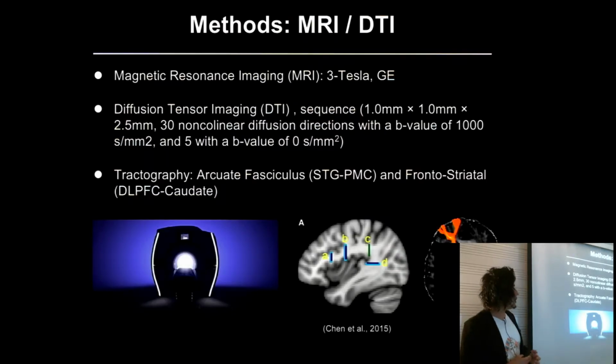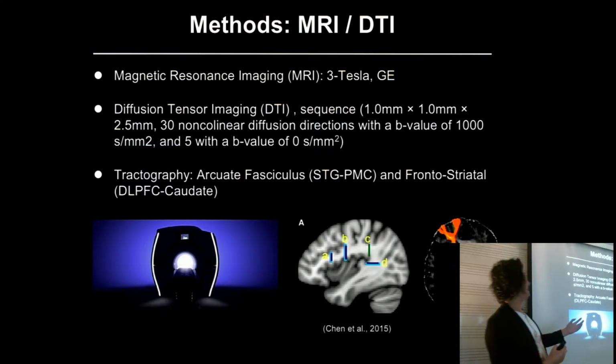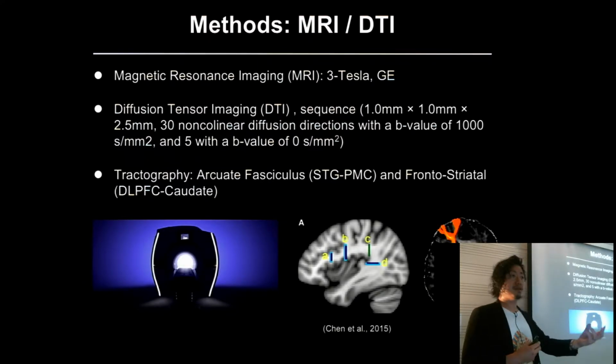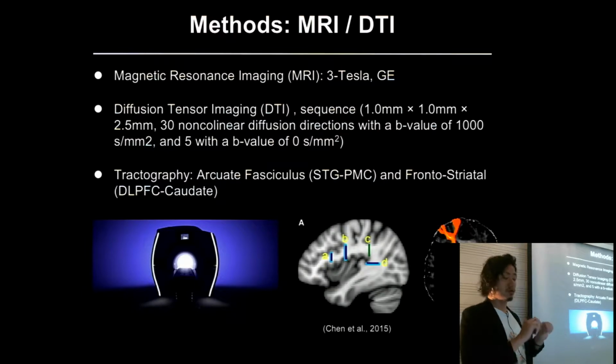And also we use MRI, magnetic resonance imaging, and diffusion tensor imaging. Because we are interested in the temporal-frontal connectivity and also the striatal-frontal connectivity, we use the DTI imagery to make a tractography.